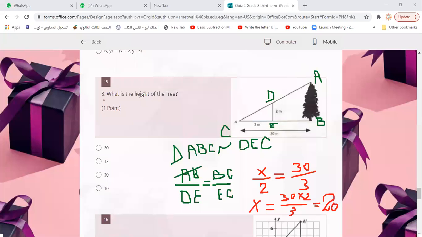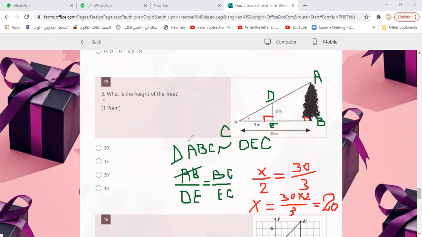In this question, what is the height of the tree? We can note here that if I denote a letter on the tree, we will imagine that we have a large triangle, the tree with the ground making a right angle triangle, and this one also makes a right angle triangle, and we have a common or reflexive angle. Then those two figures are similar triangles.